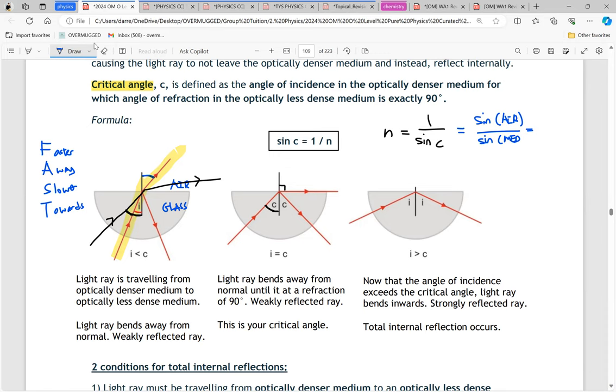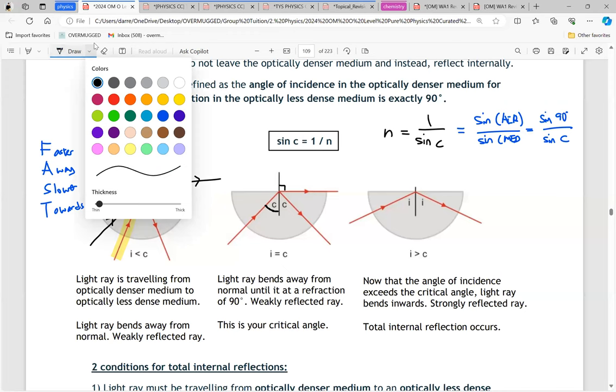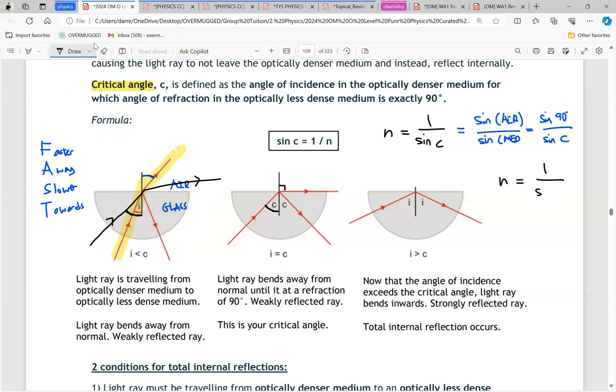I want you to observe this scenario over here. What's my angle in air? It's sine 90, right? So just write that down, sine 90. What's my angle in my medium? It's sine C, right? And y'all don't take out your calculator, please. How much is sine 90? It's 1, right? So in short, are you able to see that the formula n equals 1 over sine C is because the angle in air is 90. So while you can insist that, oh, this is another formula I need to memorize, the truth is that if you are well-versed with sine air over sine medium, sine 90 is 1 lah. So that's how you get this formula.